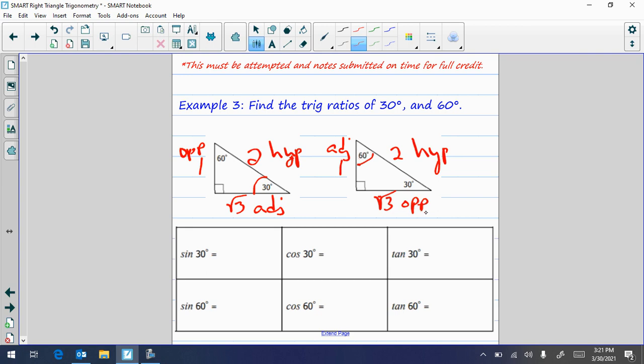So you're going to copy and complete this chart. This must be attempted, and the notes submitted on time for full credit for these video notes. So again, pause here, and you are going to copy and complete this table using your special right triangle for 30, 60, 90.